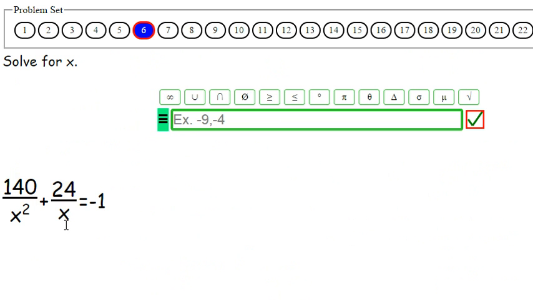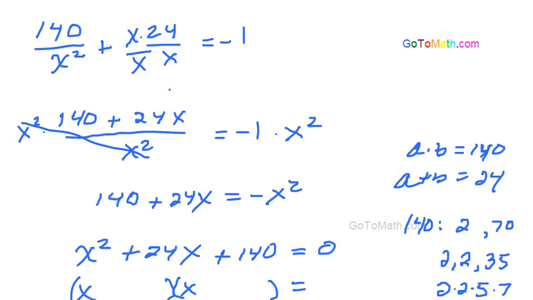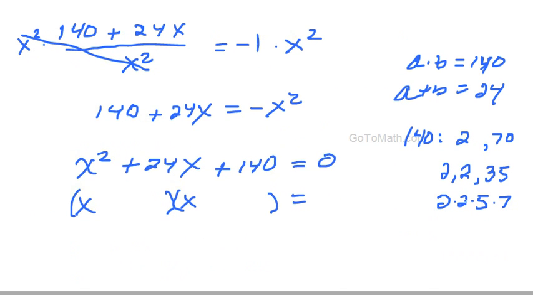140, x squared, 24, negative 1. Okay. Alright. What are some other possibilities? We got, let's see. Oh, wait a minute. 14 and 10. There we go. Okay, that's going to be 14 and 10. So x plus 14 and x, there's just too many possibilities in this problem.